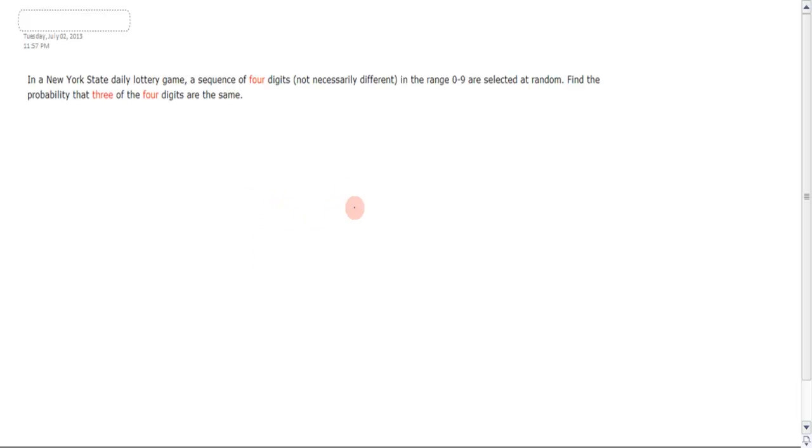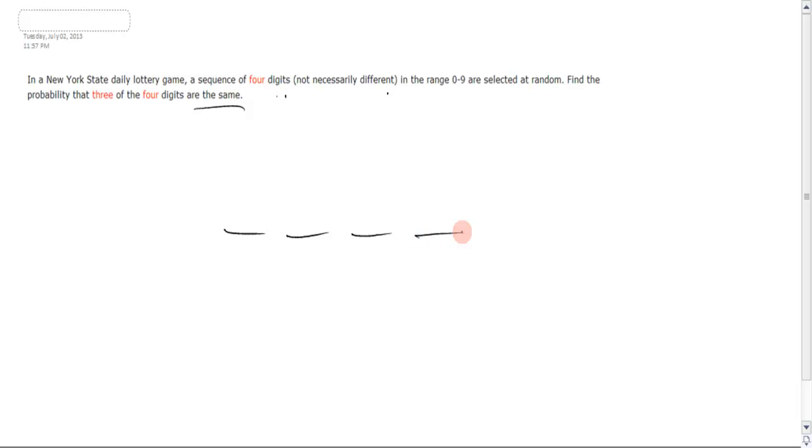Here, what we're saying is there's a sequence of 4 digits, not necessarily different, that are all 0 to 9. So again, we have 10 choices. Find the probability that 3 of the 4 digits are the same. So the previous problem was different. This one, they want them to be the same. So here's how I see the problem.